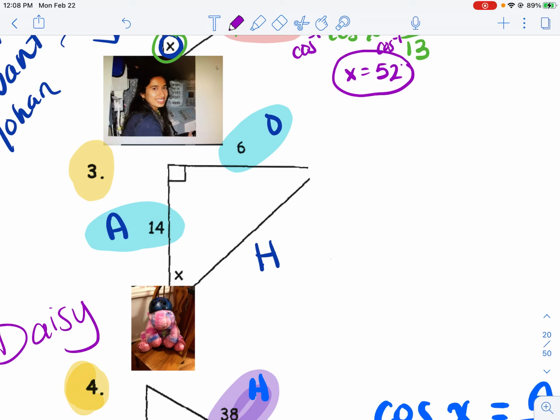So try number 3 right now, and then I'll show you guys the answer. Daisy already labeled the O and the A for you. So think to yourself, what should you be using? Which trig function?